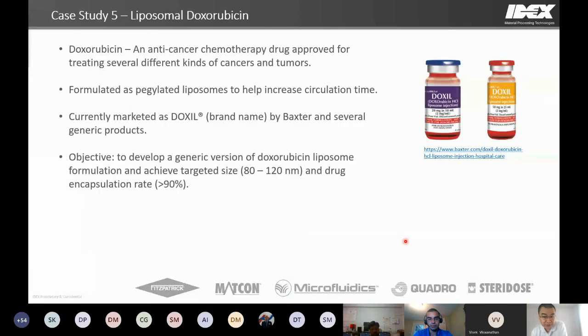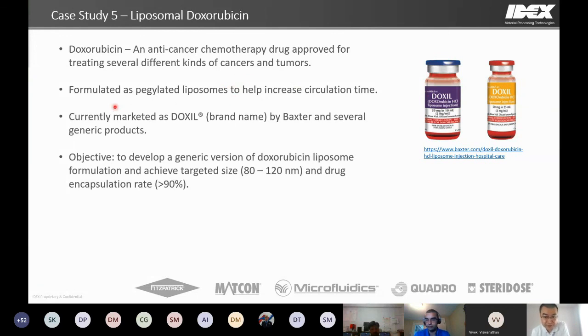Then we moved on to see if we can reproduce another well-known liposome formulation used to encapsulate a hydrophilic active, which in this case is the liposomal doxorubicin formulation. Doxorubicin is an anti-cancer drug and has been approved for treating several different kinds of cancers and tumors.